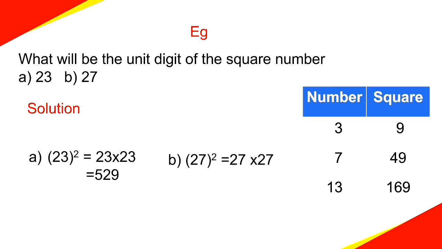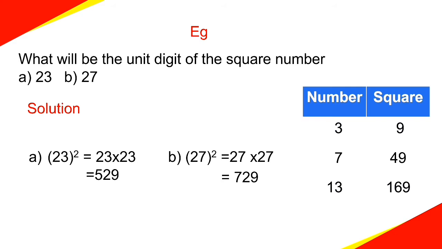Now we are going to solve option B. 27 squared is equal to 27 into 27. What is the result we can get? That's good, that is 729. He asked you to find the unit digit of the given square number. So the unit digit of 27 squared is 9. Very good.